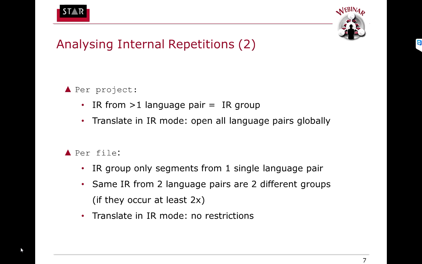If you want the repetitions counted per file, only segments from one single language pair can constitute an internal repetitions group. The same repeated segments from two or more language pairs are two or more different groups if they occur at least twice in the language pair. If you then translate in internal repetitions mode, there are no restrictions for you. You don't need to open all language pairs globally.